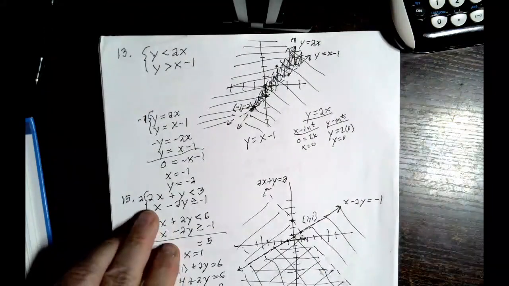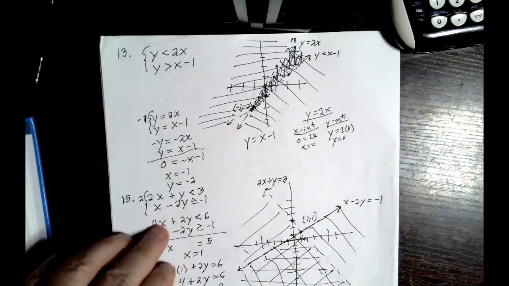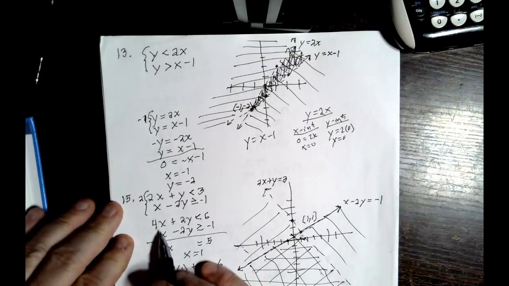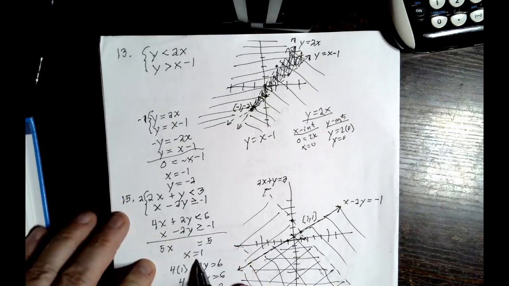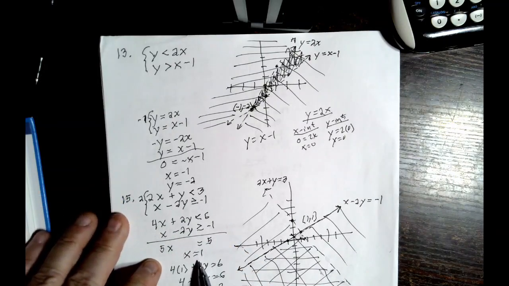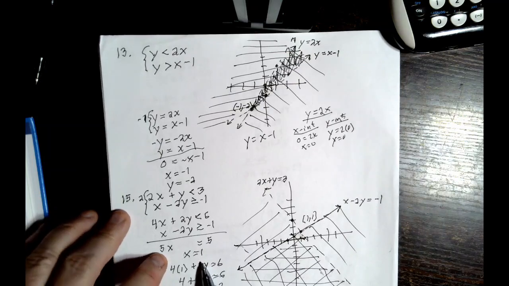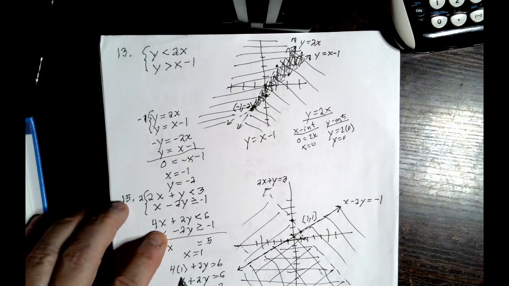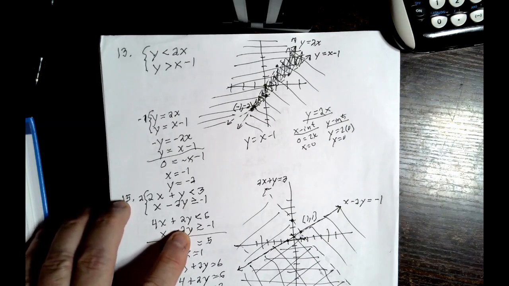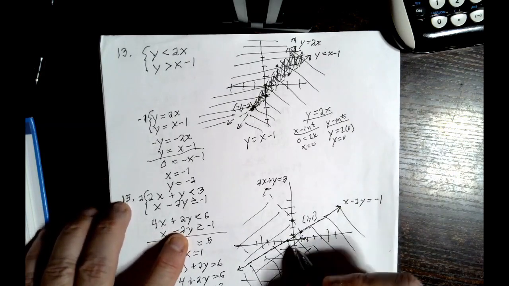15, same idea. You want to graph each of these. I solved it by multiplying by 2, so I get 2y minus 2y. When I add them, my y's go away, and now I know x is 1. Go back and plug 1 in for x here, and I can figure out that y has to equal 1 as well. So you got the point 1, 1.